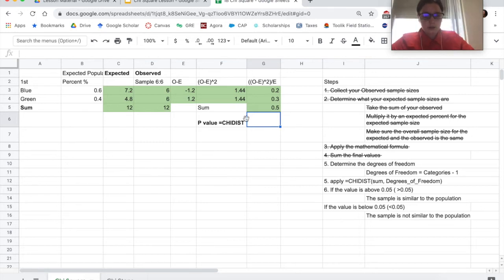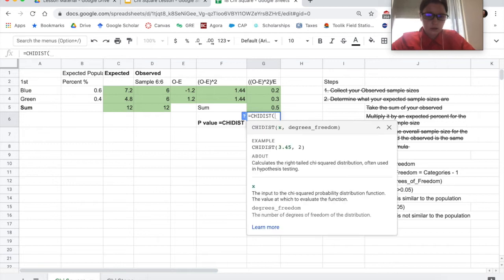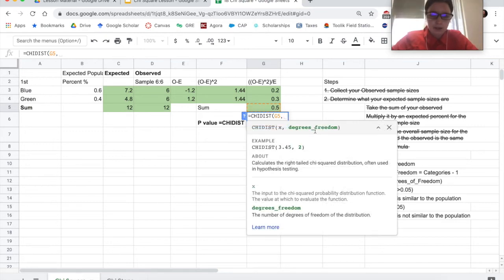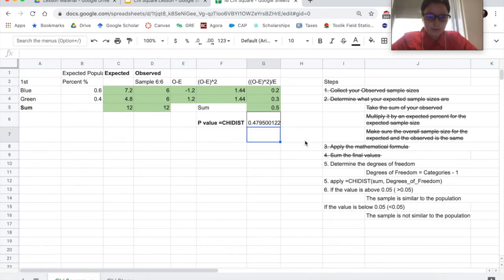So for chi-distribution, here it is. We need to put x, which is the value or the sum, and the degree of freedom is 1. Now it returns 0.479, or 0.48. If this value is above 0.05, then the sample is similar to the population. If it's below, the sample is not similar to the population.